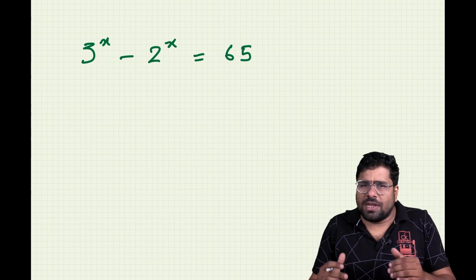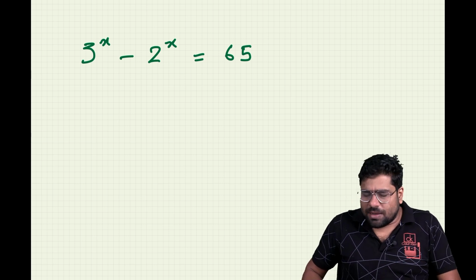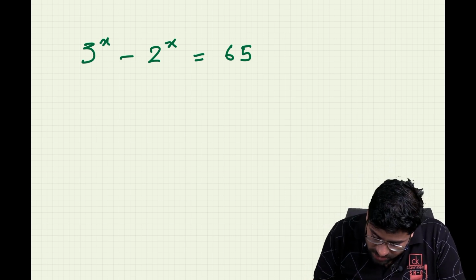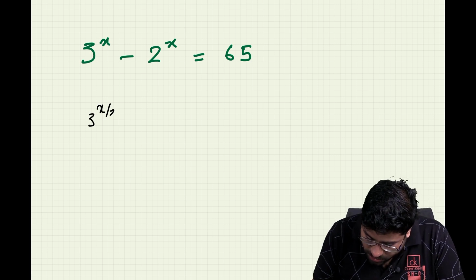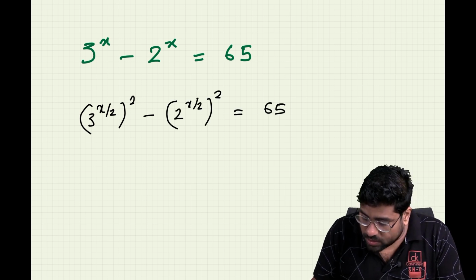So for that we need to tweak it into a different form so that we can go for some form of comparison. What we are going to do is make a small change in this, such that this is going to be written as 3 raised to x by 2 the whole square minus 2 raised to x by 2 the whole square, which is equal to 65.